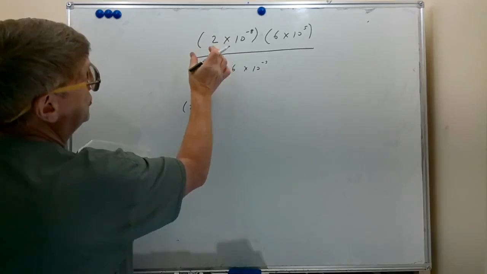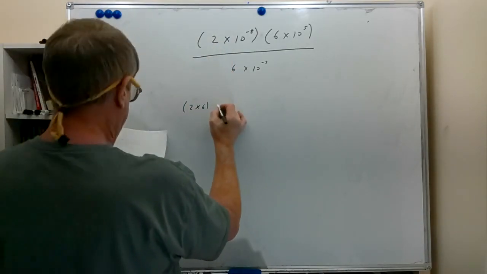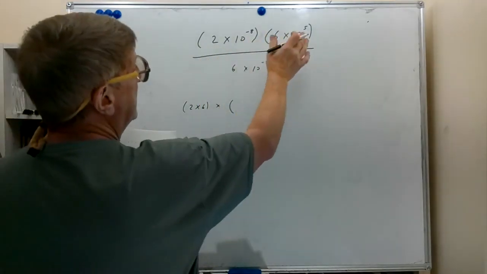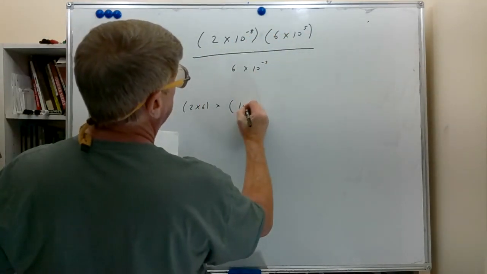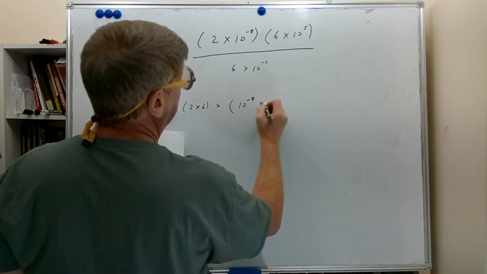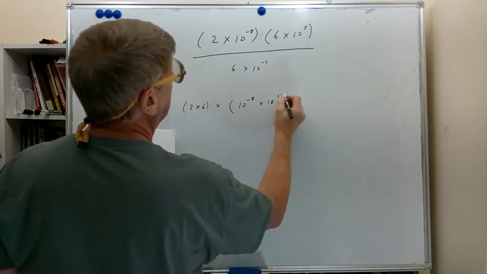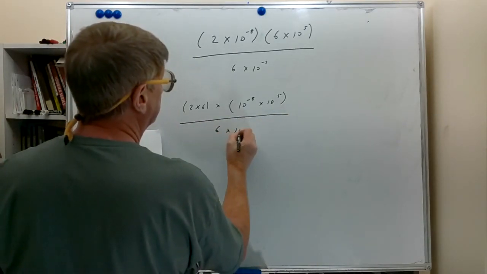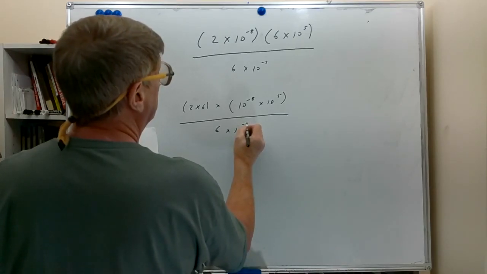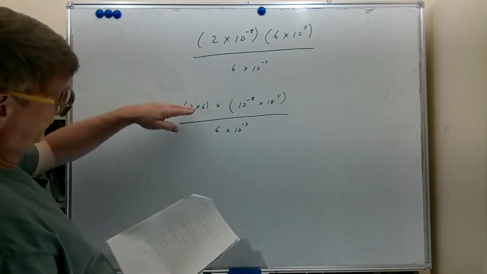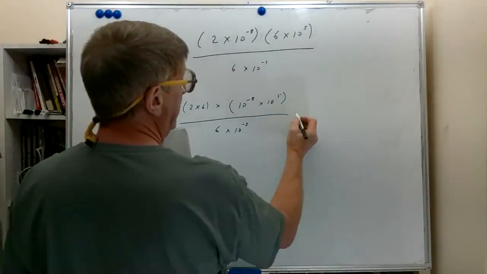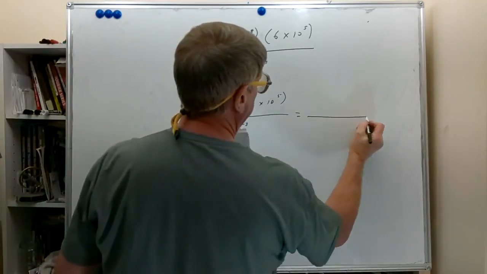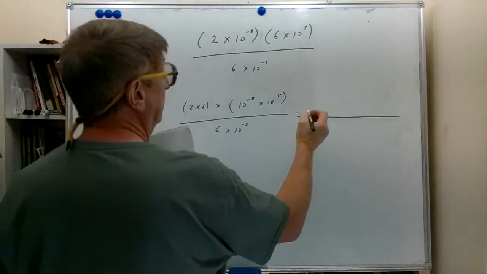So here we've grouped the 2 and the 6 out here. I'm going to go ahead and put the multiplication symbol here. We're going to take care of the power of 10 part. Well, that's 10 to the minus 8th times 10 to the 5th. Then we'll go ahead and carry forward the denominator of the fraction. So let's work our way over this way. We've got 2 times 6, that will become 12.